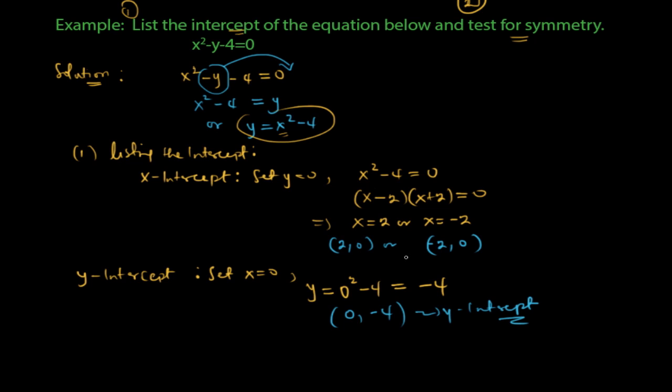So I already found my x-intercept and my y-intercept. So I've answered the first question here. So it also asks another question. It says, test this equation here for symmetry.